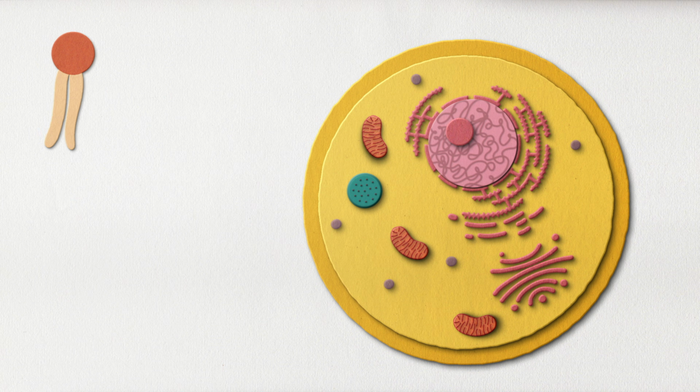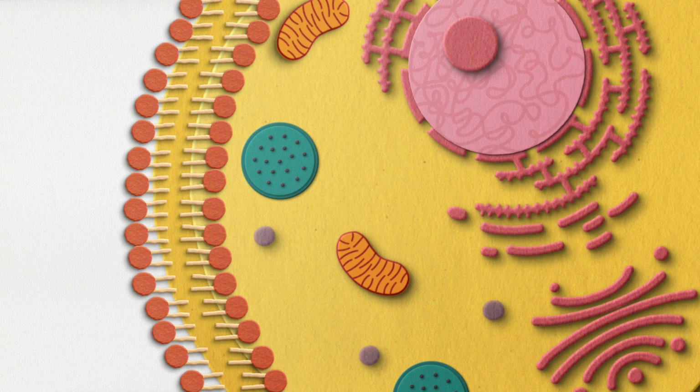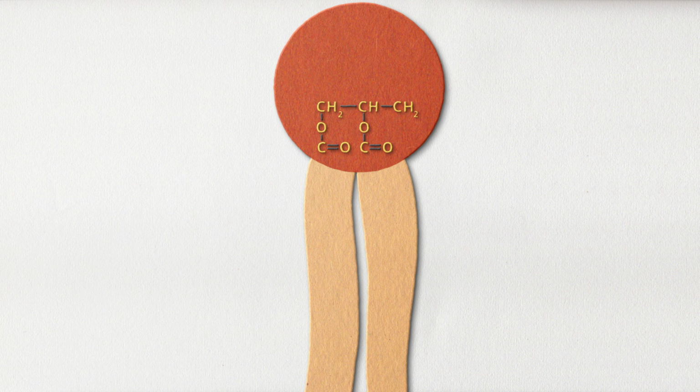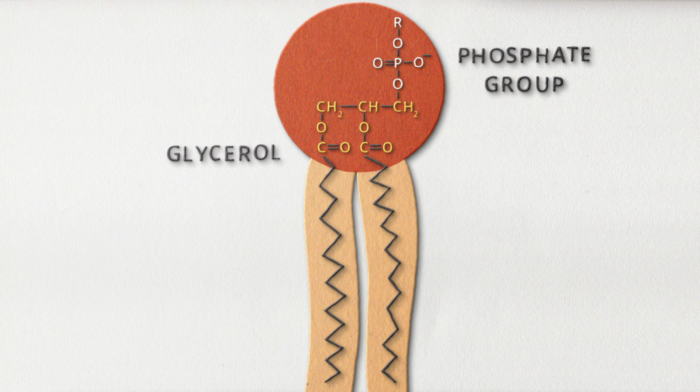Lipids are also important structural elements in cells. For example, cell membranes are made of millions of phospholipid molecules. A phospholipid consists of a glycerol molecule bound to a phosphate group and two fatty acid chains. The phosphate group is polar. Remember, polar means it likes water.